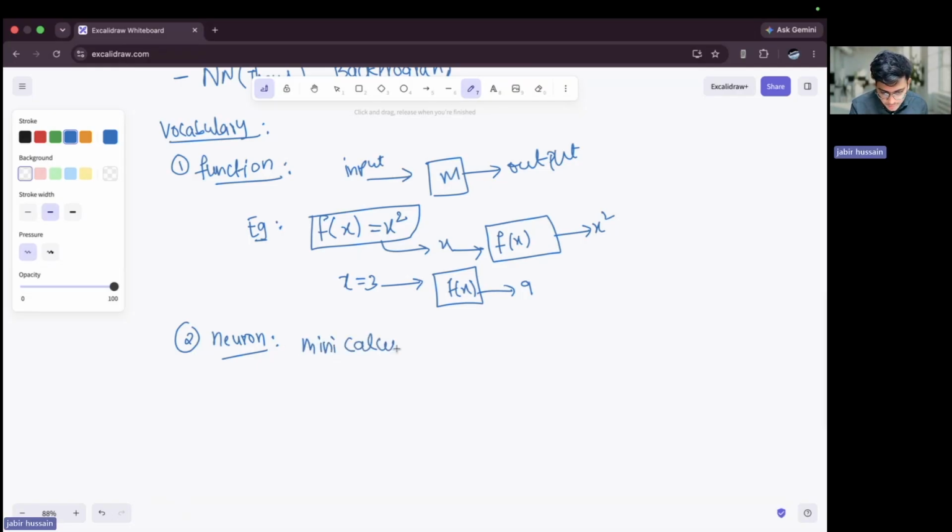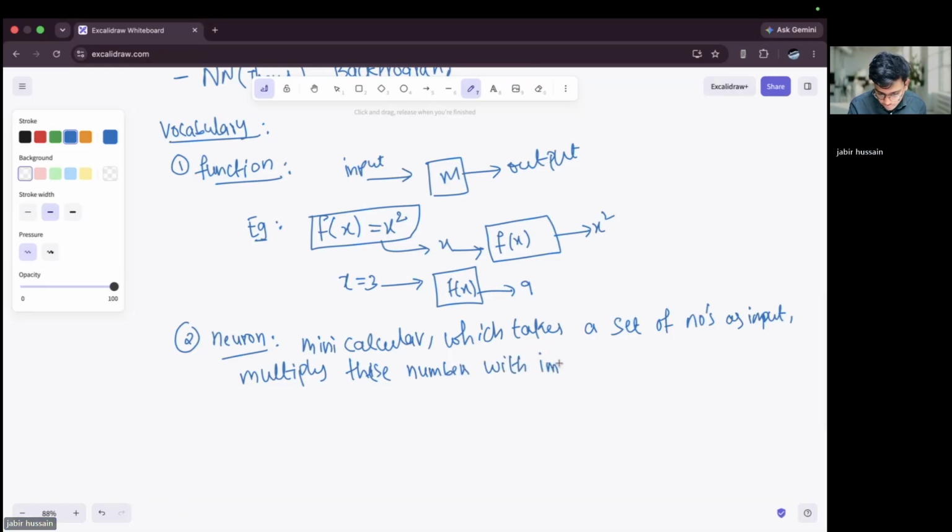A mini calculator which takes a set of numbers as input, multiplies these numbers with their importance, then adds an additional number. That is it.